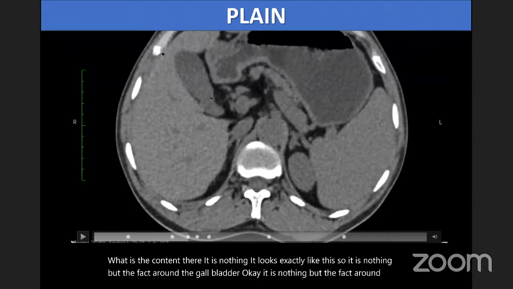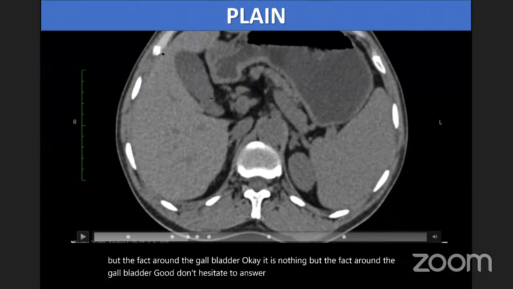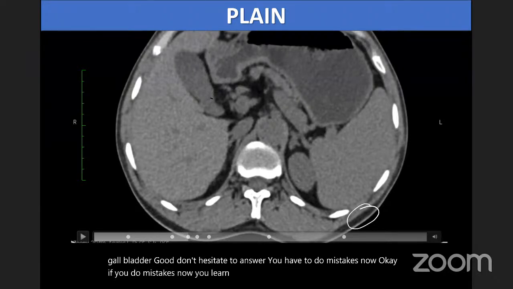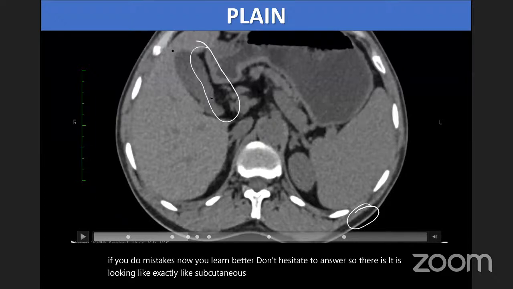Good. Don't hesitate to answer. You have to make mistakes now, because if you make mistakes now, you learn better. It is looking exactly like subcutaneous fat, so this is also fat. Very simple. That you have to understand.